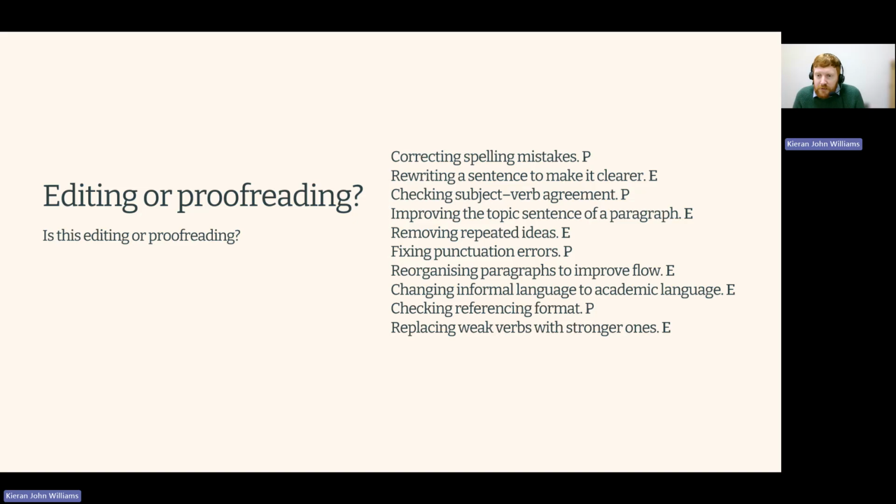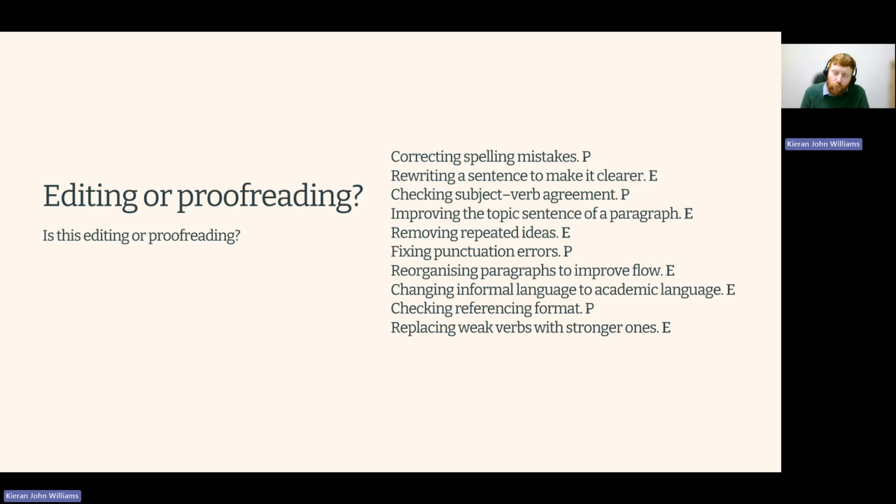Checking the referencing format. This is obviously proofreading. You're looking for those. It's more about, is your bracket here? Should you have a comma, etc. Those are the surface level, not really about your arguments at that point. So it needs to be proofreading.